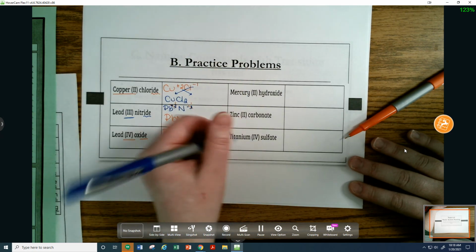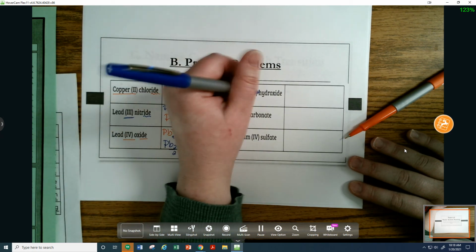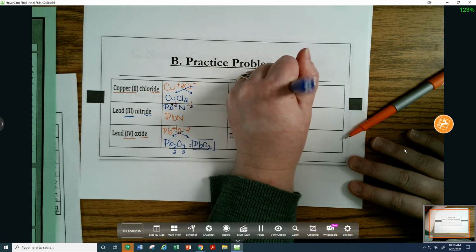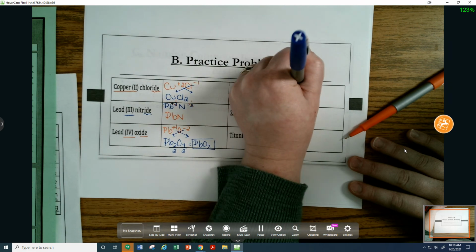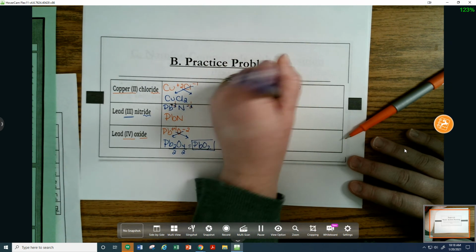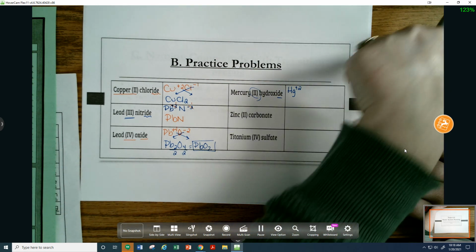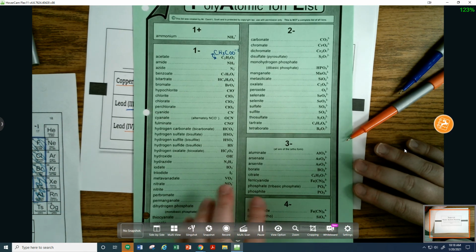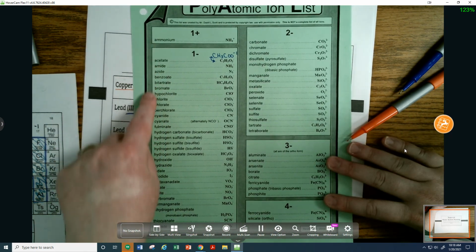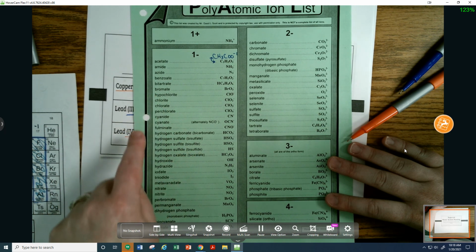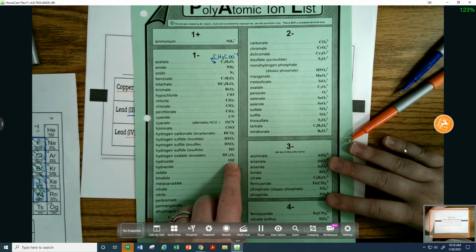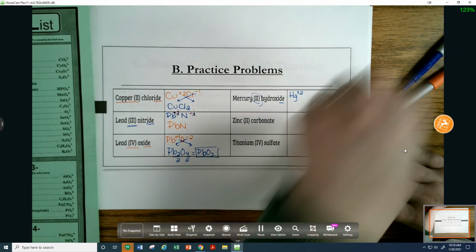So over here we have mercury 2 hydroxide. So we still have our Roman numeral. Mercury's symbol is Hg, +2 because of that Roman numeral. So hydroxide. Yes, I know that it ends in ide, but if you look, there's no element that it came from. This is one of the couple of polyatomics that do end in ide. So if you look here, hydroxide will be right here under the -1 column. And so it's OH, and it has a -1 charge.